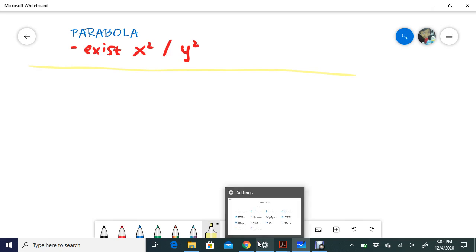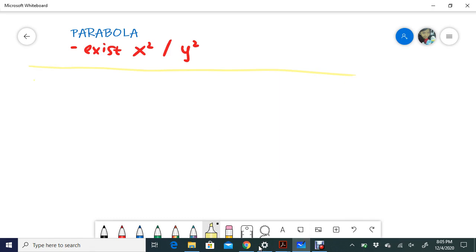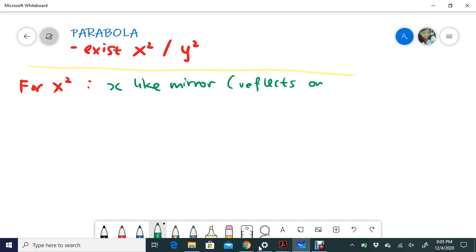For x squared, you must remember one thing. If you have x squared, then x is like a mirror. You can just write x acts like a mirror, meaning to say that it will reflect on the x-axis.